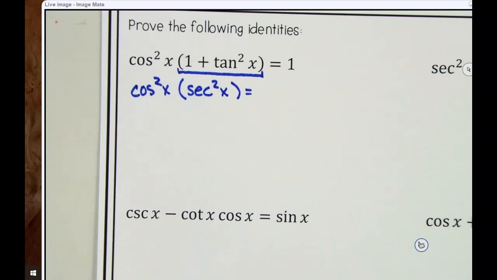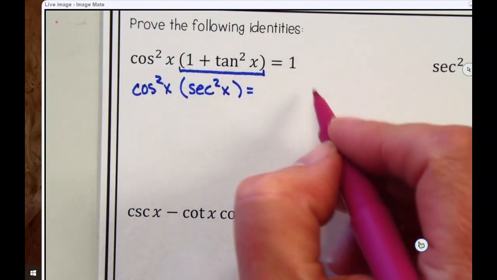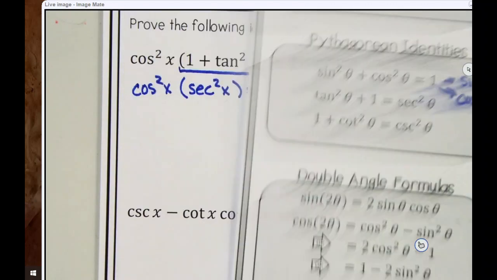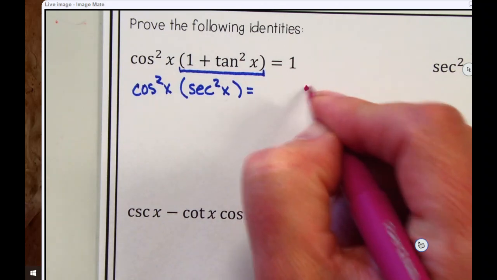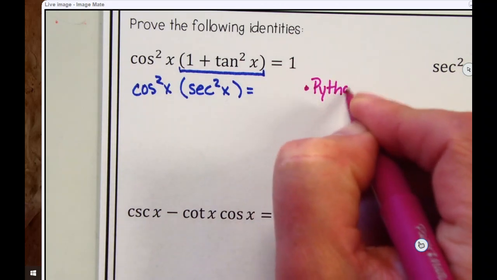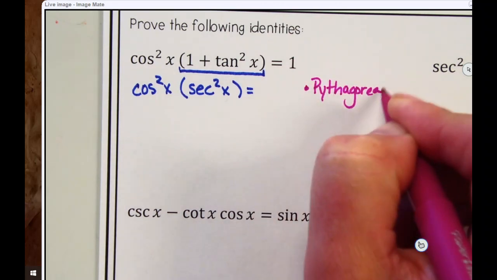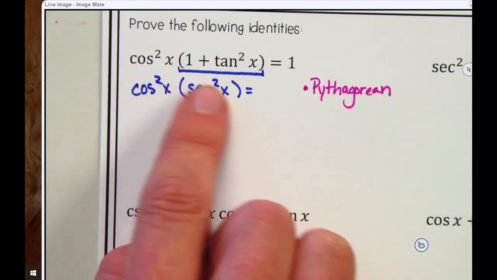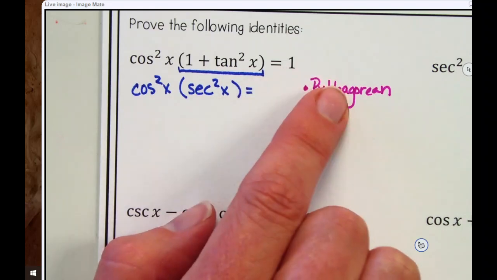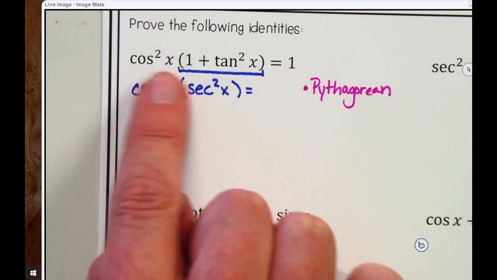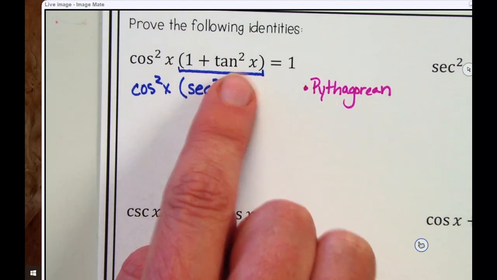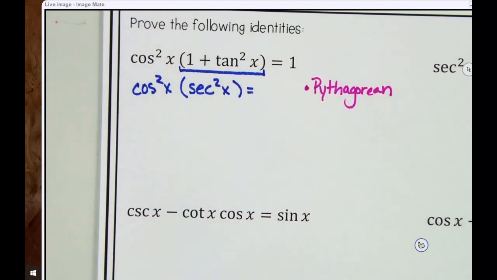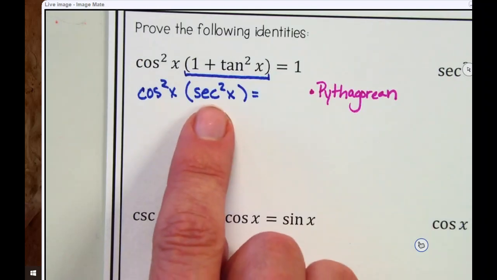And what property did we use? We used a Pythagorean. So we'll justify that with Pythagorean. Now, I did not do a very good job, so I'm going to backtrack. We are trying to take whatever is on the left-hand side of the equation and make it equal the right. So I am trying to combine everything I can combine here to equal 1. That's my goal.